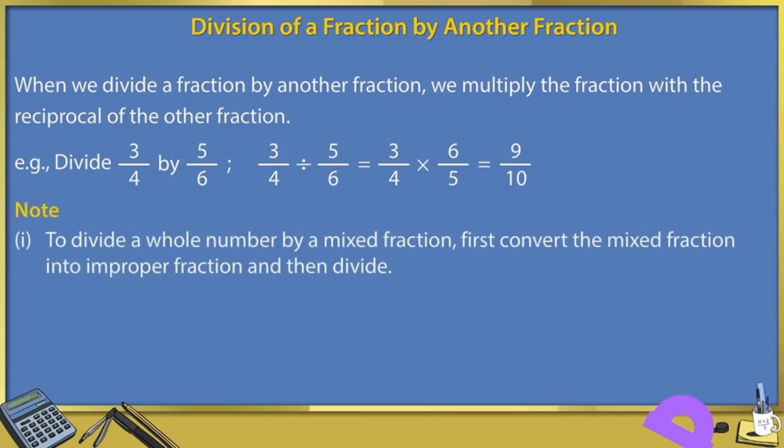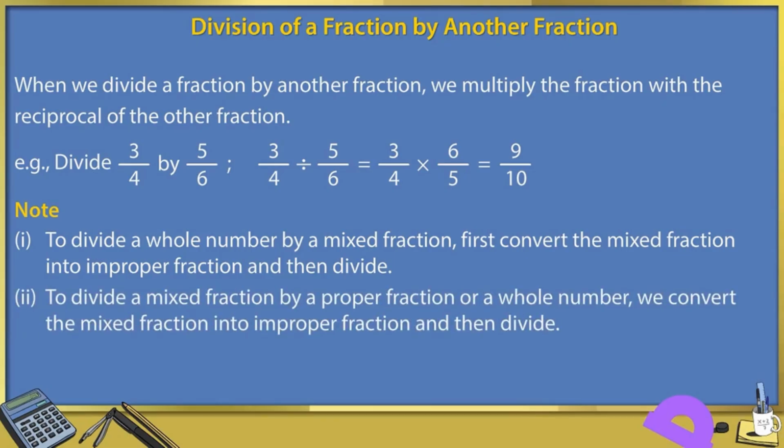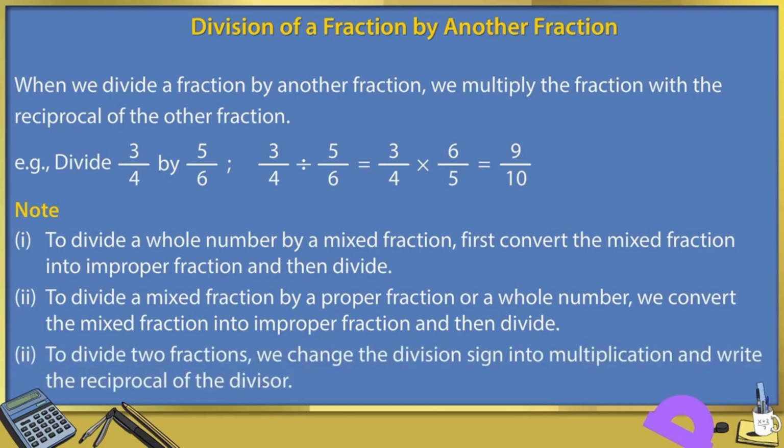Note, 1. To divide a whole number by a mixed fraction, first convert the mixed fraction into an improper fraction and then divide. 2. To divide a mixed fraction by a proper fraction or a whole number, we convert the mixed fraction into an improper fraction and then divide. 3. To divide two fractions, we change the division sign into multiplication and write the reciprocal of the divisor.